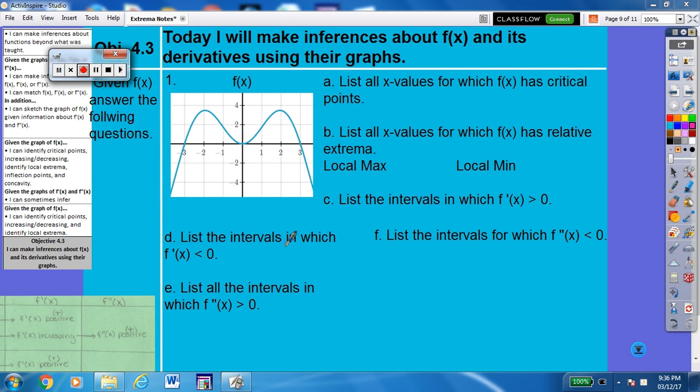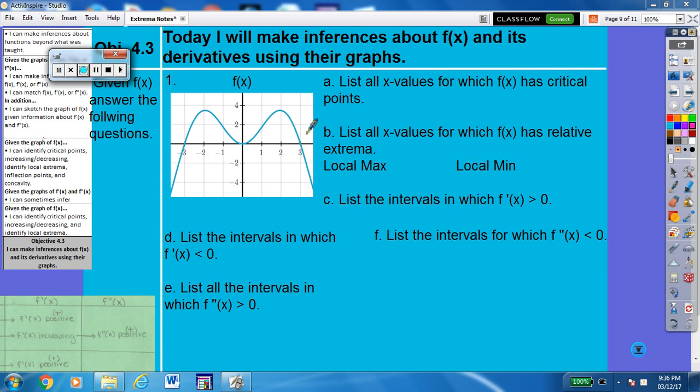Okay, so this video is going to address Objective 4.3. Objective 4.3 says I can make inferences about f of x and its derivatives using their graphs. There's different levels of this, but basically what you need to be able to do is take a look at a graph that's either f prime or f double prime, and make inferences about the other graphs that are not shown. I'm going to try to show that to you here in three different scenarios.